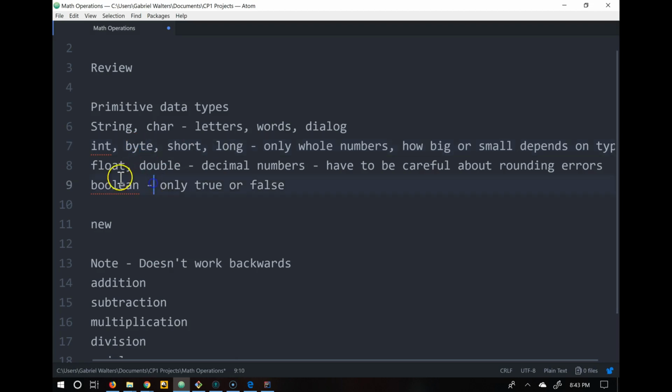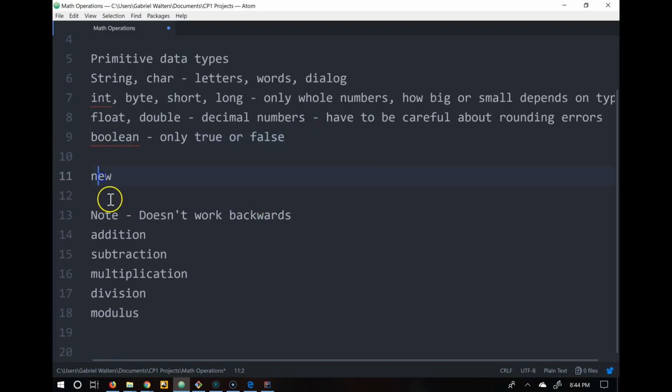Okay, so I can have really big numbers with long, but I can only have up to like 127 with byte. Float and double are our decimal types, but you have to be careful about rounding errors. They are not the most accurate. They go out to a number of decimal places, but when they stop, they don't round up or round down. They just cut the numbers off. So you could have rounding errors if you're needing to be super precise. Boolean is used for when we want something that's only true or false, and that is going to play in huge when we start doing a bunch of different types of games.